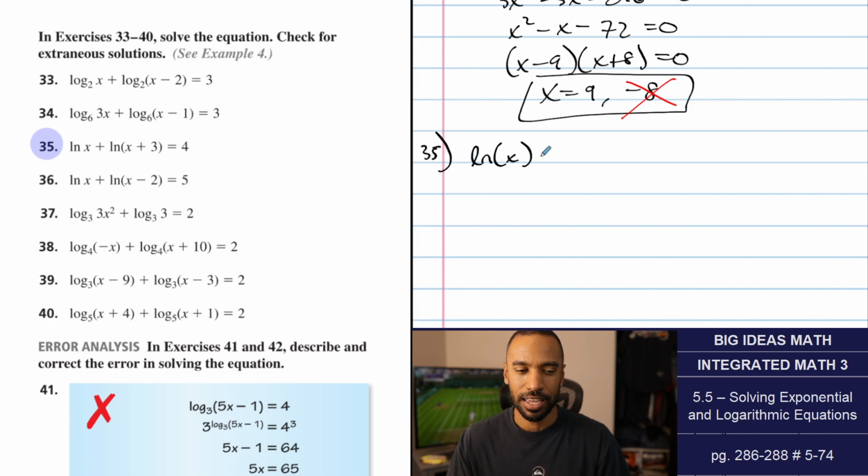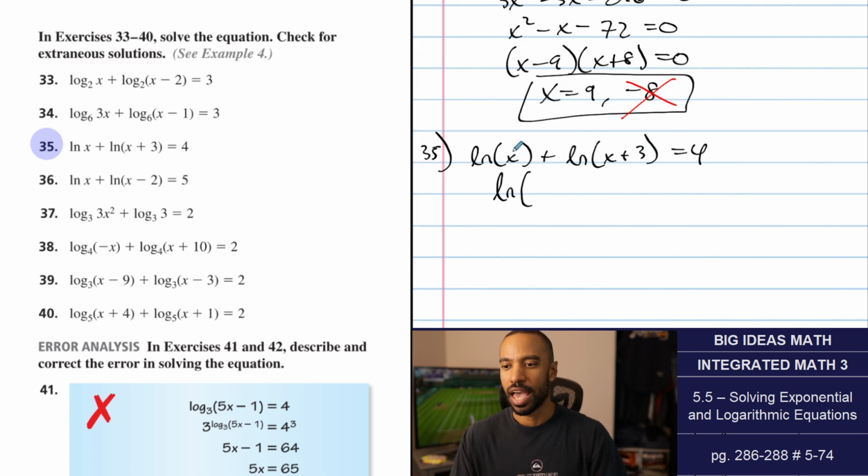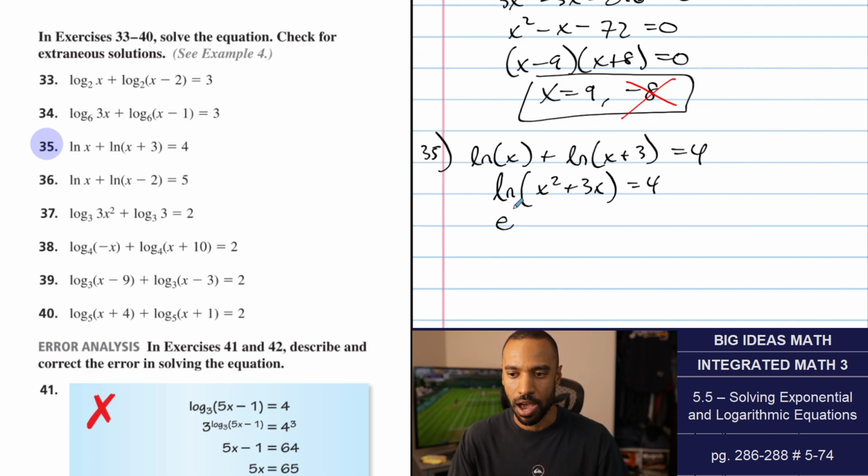Natural log of x plus natural log of x plus 3 equals 4. We condense this into a single log. Note that we have been multiplying these things. So x times x plus 3 is x squared plus 3x. Skipping a little step right there. This is log base e. So if I want to rewrite this in exponential form, this is e to the 4th power equals x squared plus 3x.